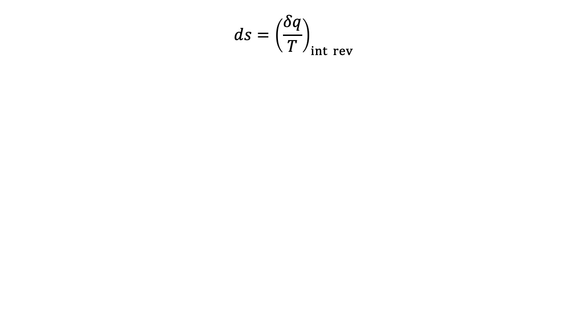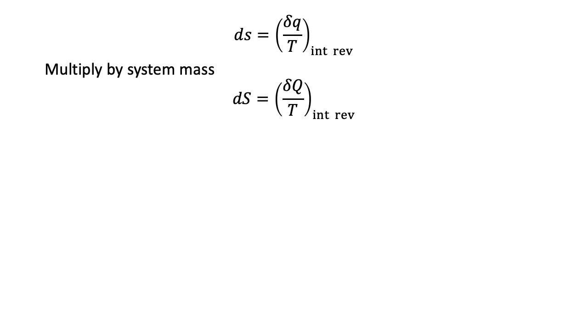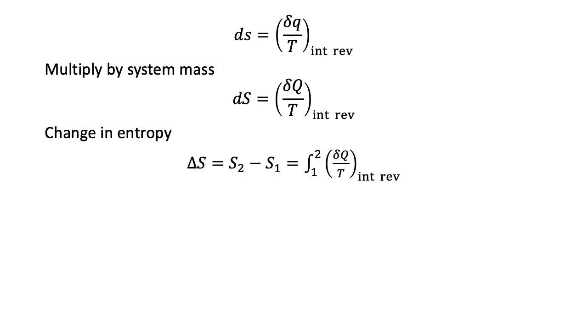If we take this equation and we multiply both sides by the system mass, then on the left-hand side we have dS, where capital S is the total entropy of the system, and on the right-hand side we have delta Q, where capital Q is the total heat transfer to the system. The change in entropy, delta S, then is the integral of delta Q over T.